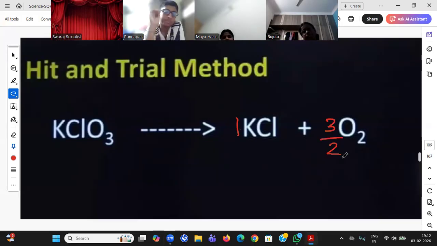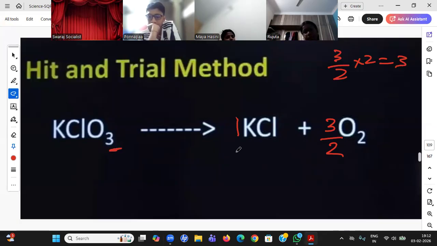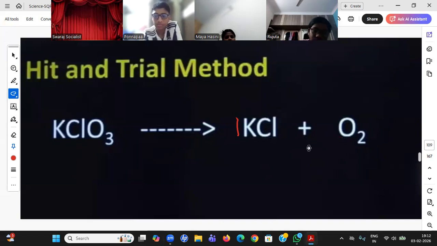You see, multiply by 3 by 2. What is 3 by 2 into 2? 3. So here also 3 oxygen, here also 3 oxygen. You can do this also, but this is not the final step. So students, whenever you are feeling complicated, you can do these fractions also.